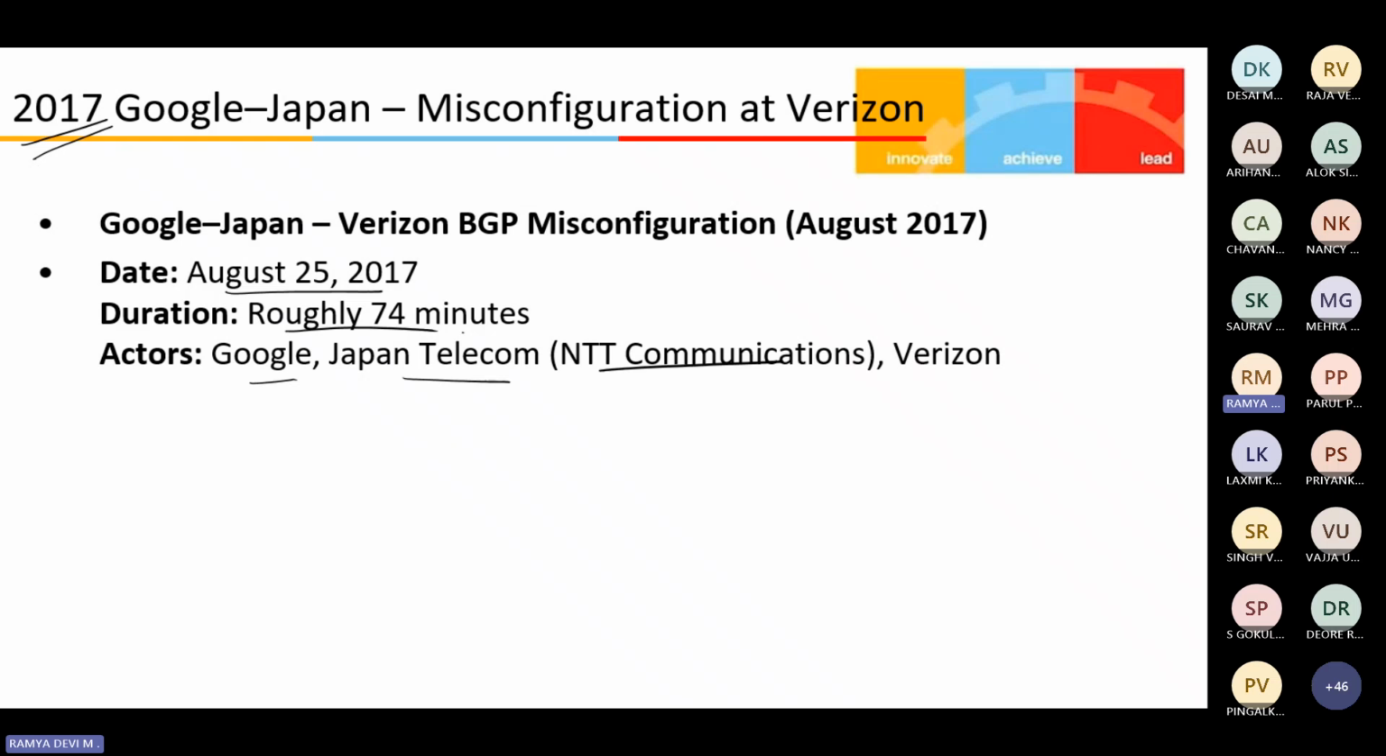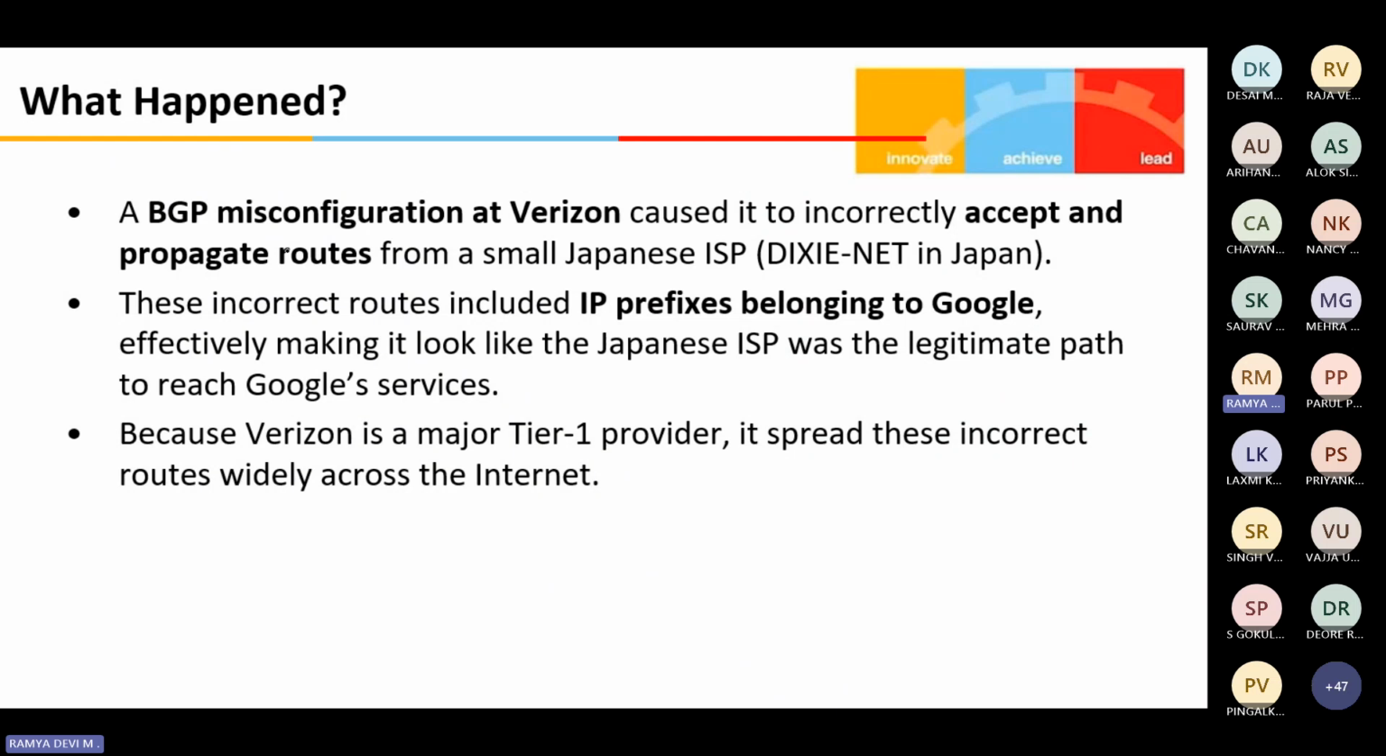Okay, so a large portion of Japanese internet traffic meant for Google was misrouted to Verizon. Okay, so users across Japan experienced Google service outages. Whatever the Google services, Gmail, search, YouTube, everything was down. Okay, so that was another incident which happened in the year 2017, caused by Verizon.